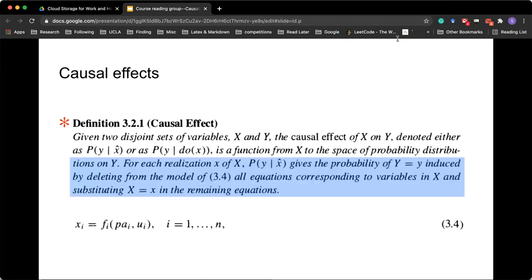So what is causal effect? Causal effect basically means that we fix all the other things and see, for example, the causal effect of X on Y. We fix all the other variables and just change X and see what will happen to Y. This is the causal effect. This is the formal definition, but it basically describes what I just mentioned.